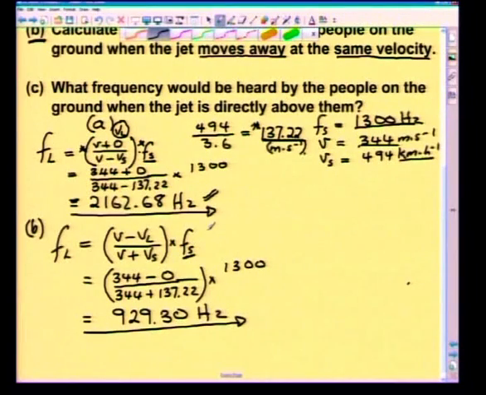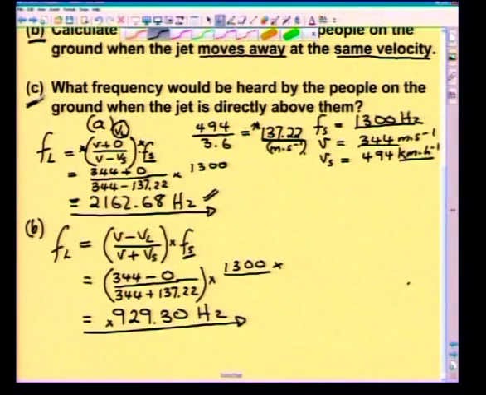Now, is this answer reasonable? It is definitely reasonable given the fact that now the jet is moving away from the people, and we expect the frequency observed by the people to be lesser than the frequency of the source. Definitely, if we compare 929.3 hertz to 1,300 hertz, this is less than that one. And our answer is actually reasonable. It's a very good question that we worked on. Please make sure that you practice more on this.